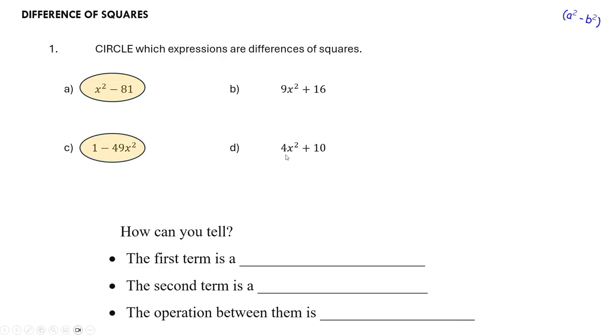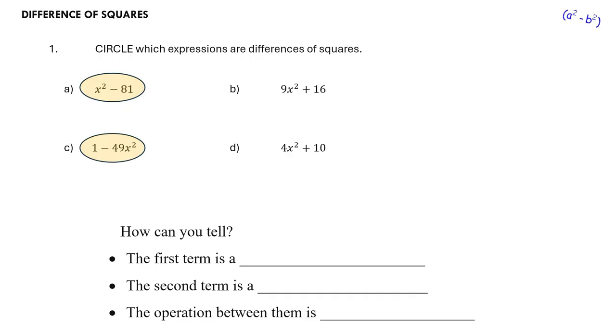Over at D, we can take the square root of 4, which is 2, and the square root of x squared, which is x. However, 10 is not a perfect square, so this is not a difference of squares.